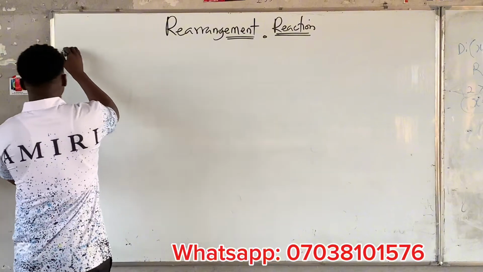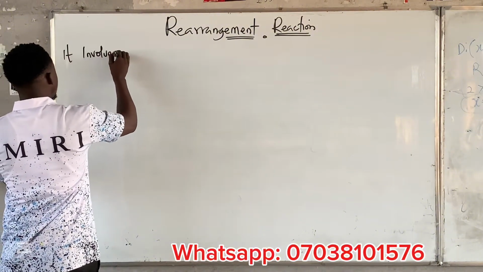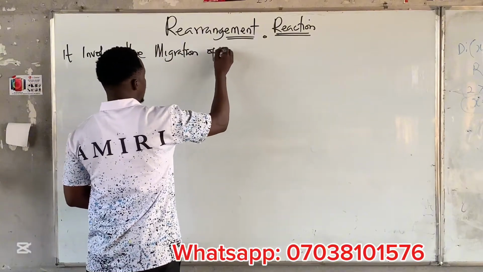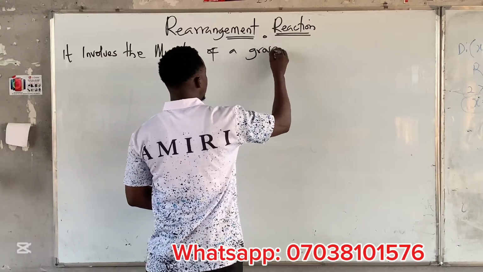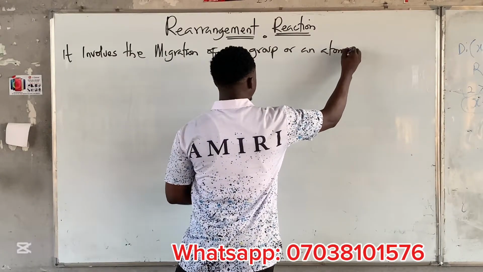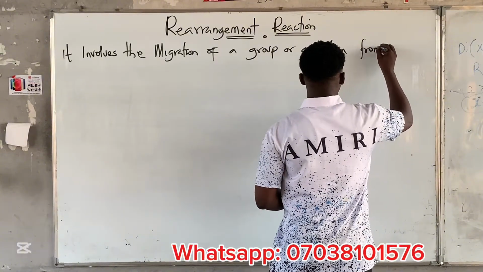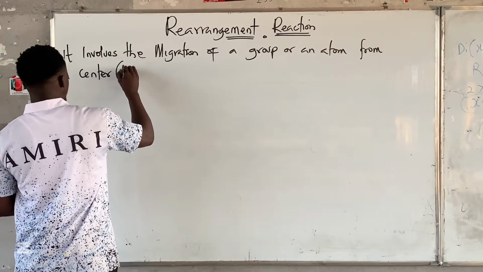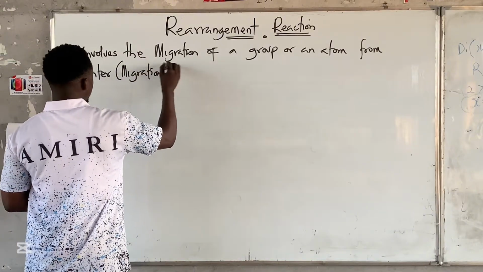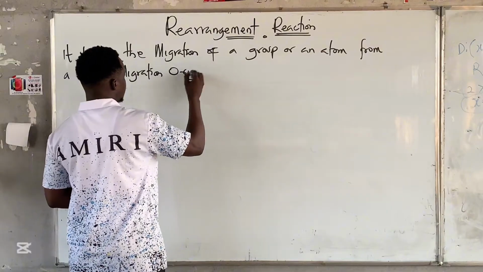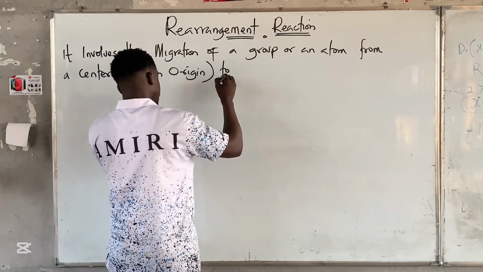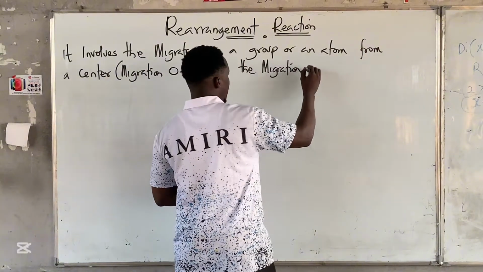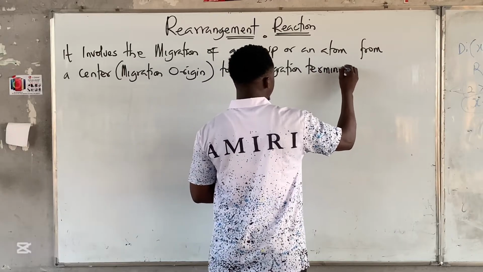I'll say it involves the migration of a group or an atom from a center, which is the migration origin, to the migration terminus.